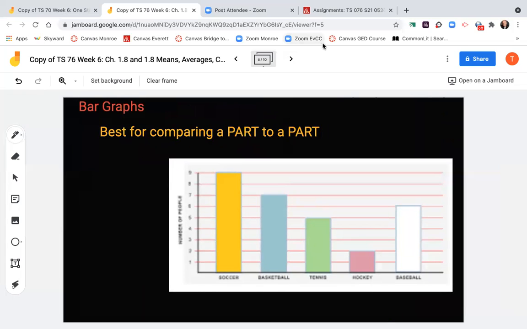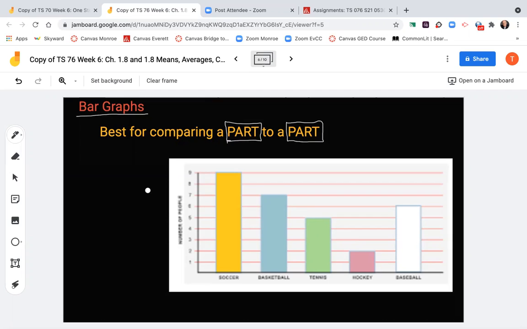Next one, and again, I'll give you a moment or two to copy this, are bar graphs. Hopefully you've had a chance to sketch out a rough version of a bar graph here. Key concept of the bar graphs: they're best for comparing a part to another part, not to the whole. Bar graphs are really good at this. I'll tell you what I mean.